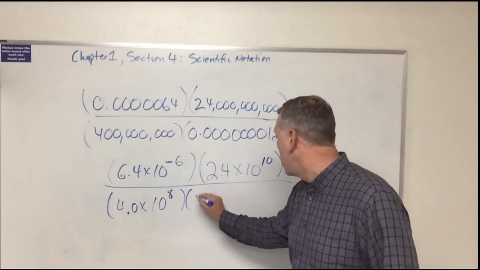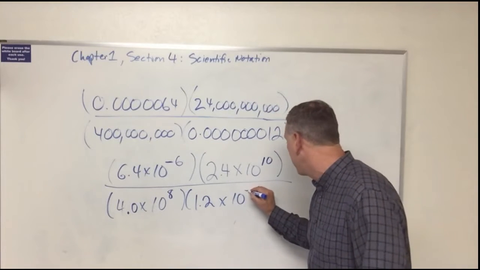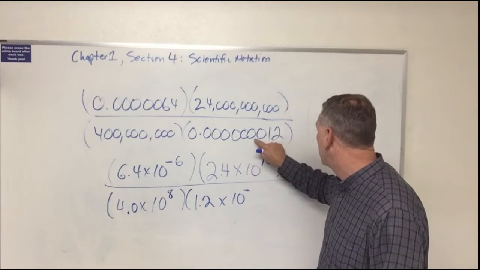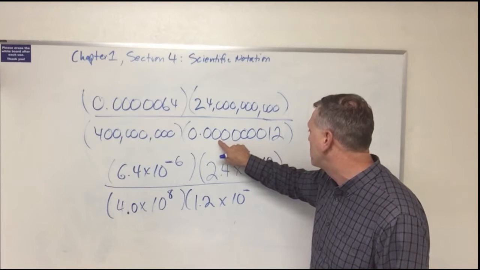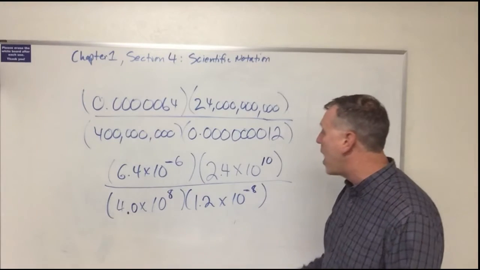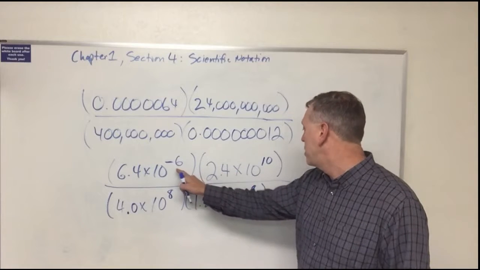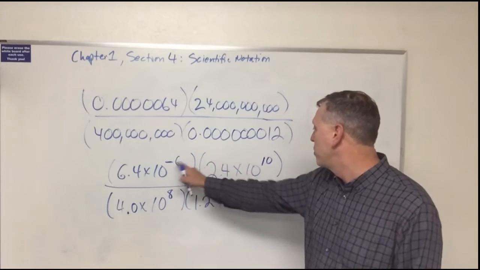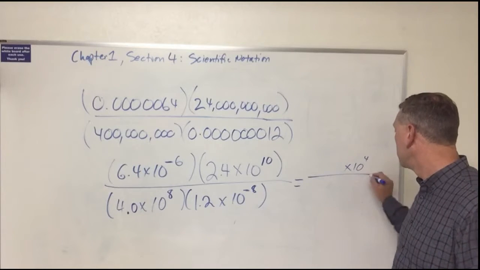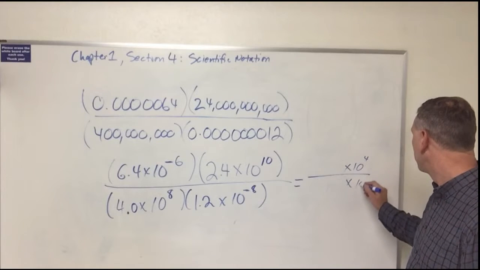And then again, we have 1.2 times 10. Only it's less than 1, so we're going to have a negative exponent. So let's count between the 1 and the 2. 1, 2, 3, 4, 5, 6, 7, 8. 8 times. And so there we have it. So now, the way this works out, we have 10 to the 10th, 10 to the minus 6. If we combine those two, we'll have 10 to the 4th. And down here we have 8 and minus 8. That's 10 to the 0th, which is 1.